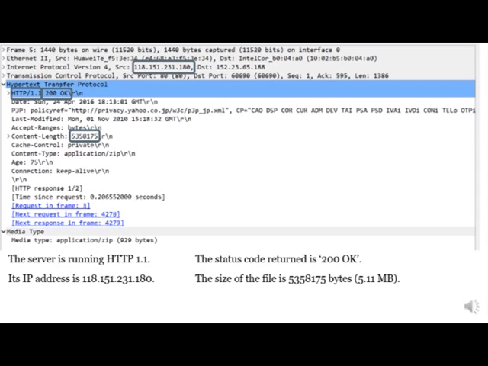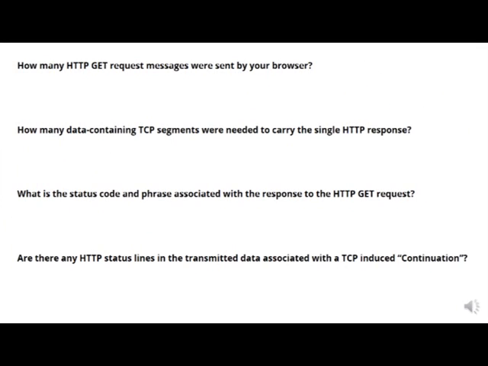These are some of the questions from the retrieving long documents part of the Wireshark HTTP tutorial. In response to the first question, one HTTP GET request was sent because only one file was requested. 3,851 TCP segments were needed. I got this number by exporting the Wireshark data as a CSV file.